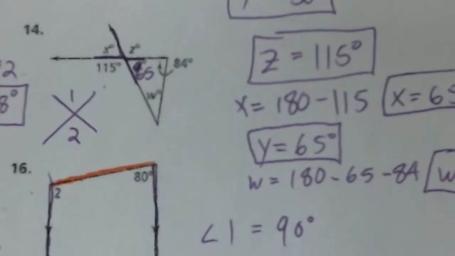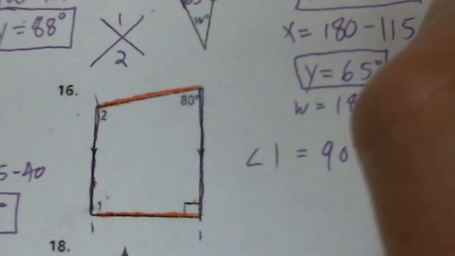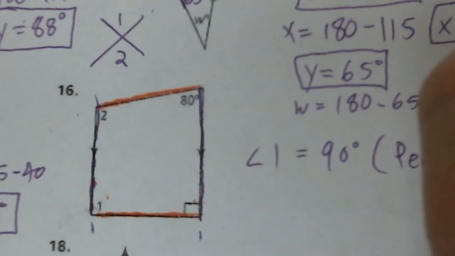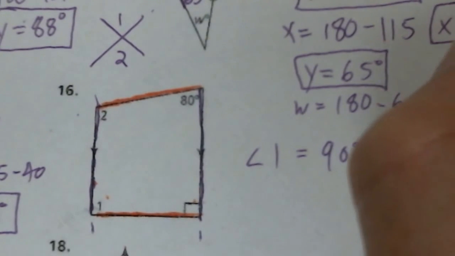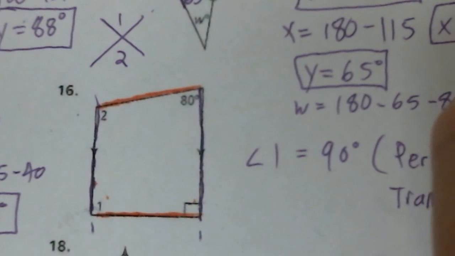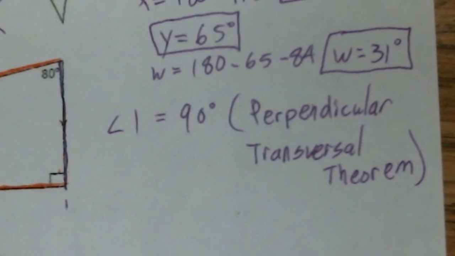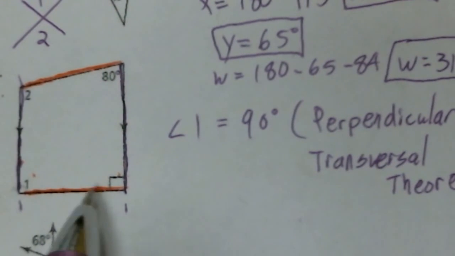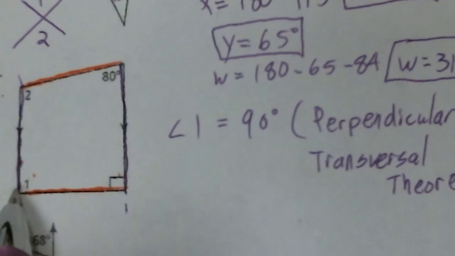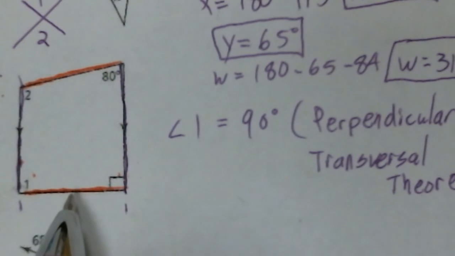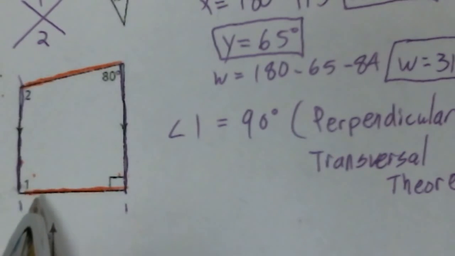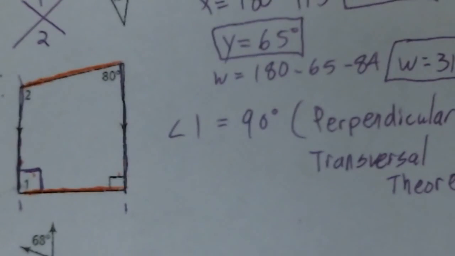By the way, this is also our perpendicular transversal theorem, which is just a glorified way of saying they're corresponding angles, or they're same side interior angles, when all the angles are 90. Okay, so our perpendicular transversal theorem says when I have a line that cuts through two parallel lines, if this purple line is perpendicular to the orange line, it also has to be perpendicular to the other purple line, which means I have to be able to put a box here in angle number 1 as well.